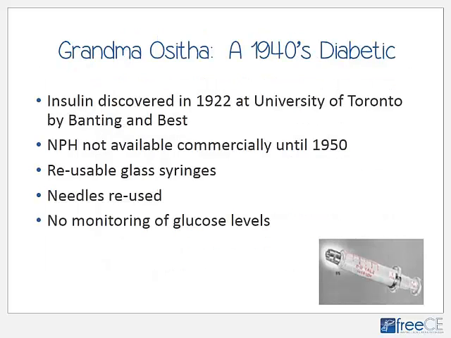Let's talk about Grandma. Grandma died 8 years before I was born, so these are stories that were shared with me by my grandfather as well as my mom. Grandma was a 1940s diabetic, keeping in mind that insulin was discovered in just 1922 at the University of Toronto by Banting and Best. NPH was not commercially available until 1950, so Grandma had to be using regular insulin.